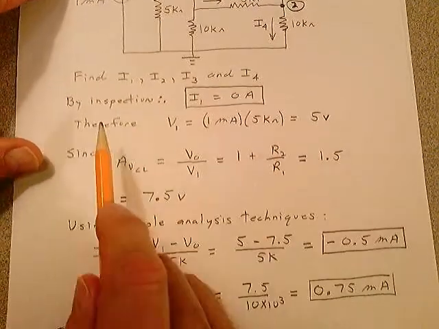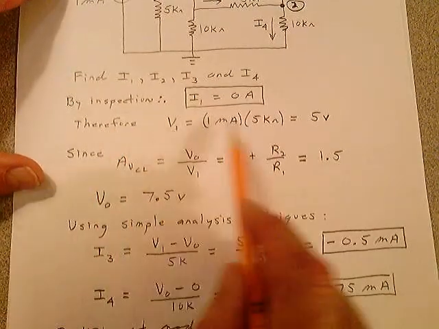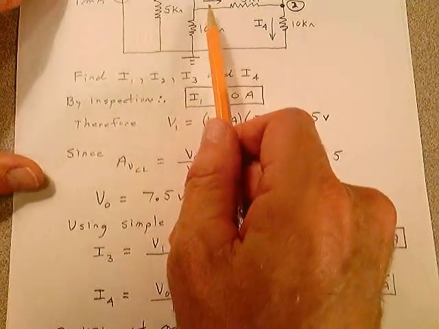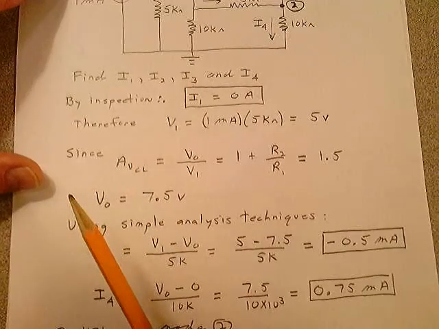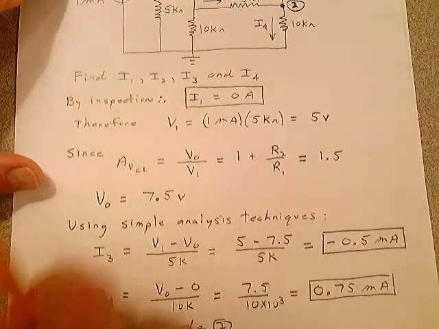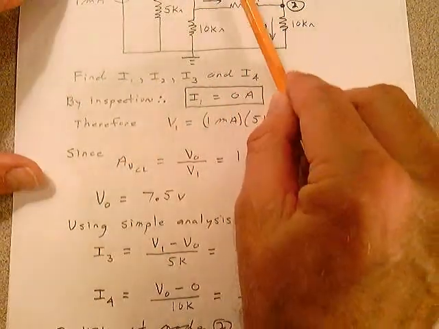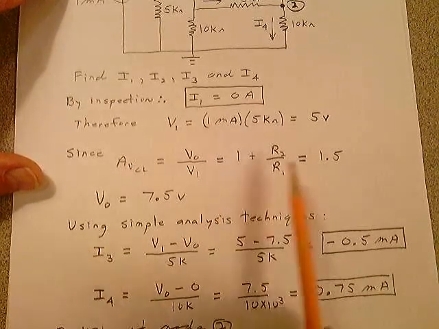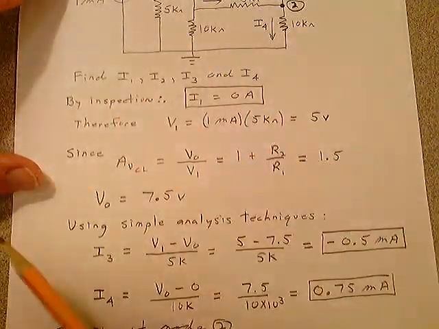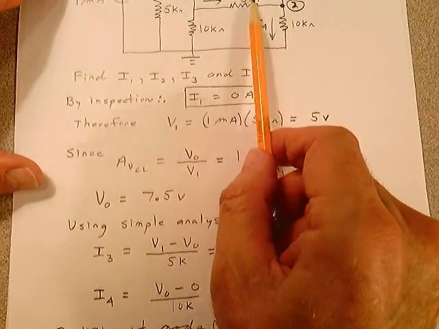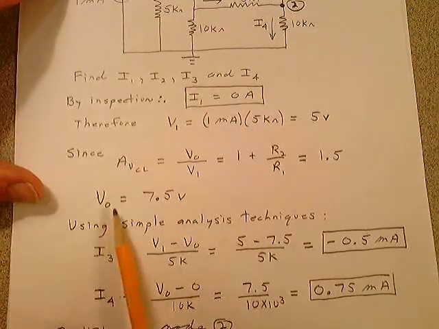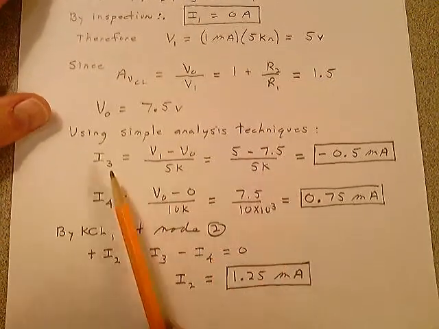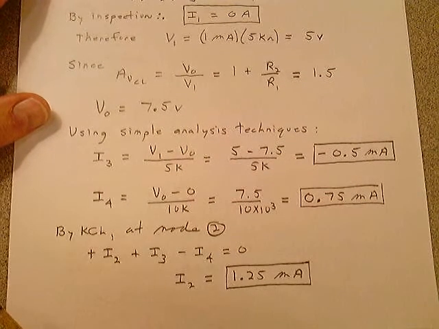If you take a look, therefore, you get 5 volts at that point. I just looked at that circuit and didn't even write a nodal analysis at that point. I recognized it's a non-inverting amplifier circuit, and I come up with the gain. The gain is 1.5 using the ratio of the resistors, 1 plus 5K over 10K. I found V out of 7.5 volts, and then using simple analysis techniques, I can find V3 real easy.